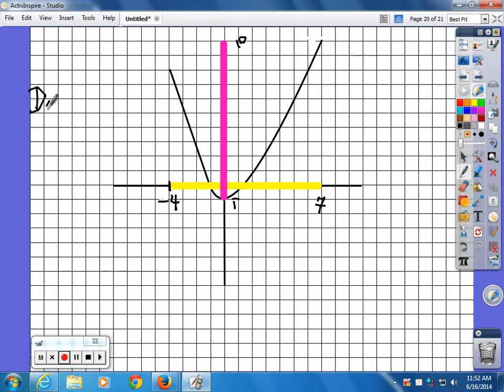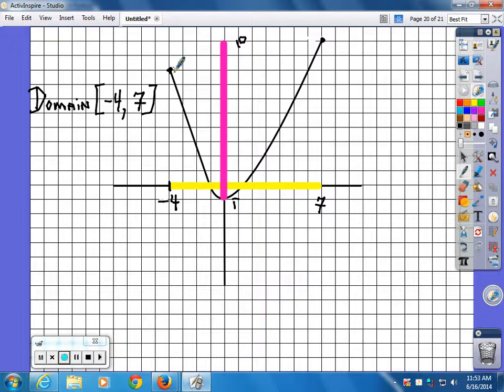So our domain is from -4 to what? 7. Why did I use brackets? Because it's inclusive of the number at the end, the -4 and the +7. If there's nothing there, it's assumed to be solid dots, solid closed circles.